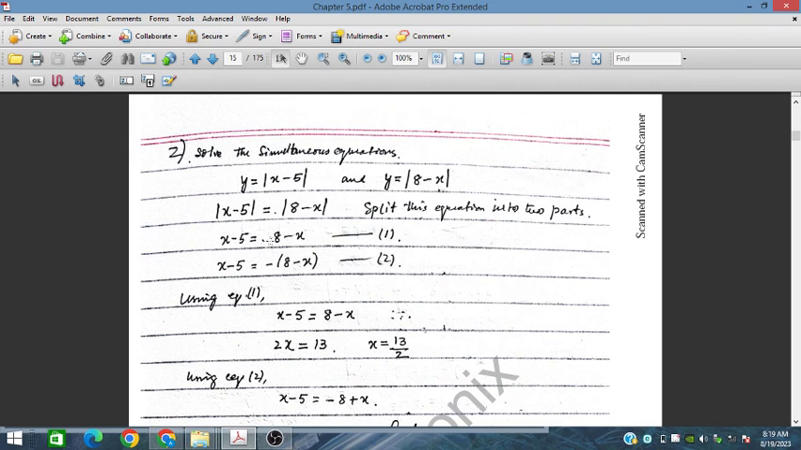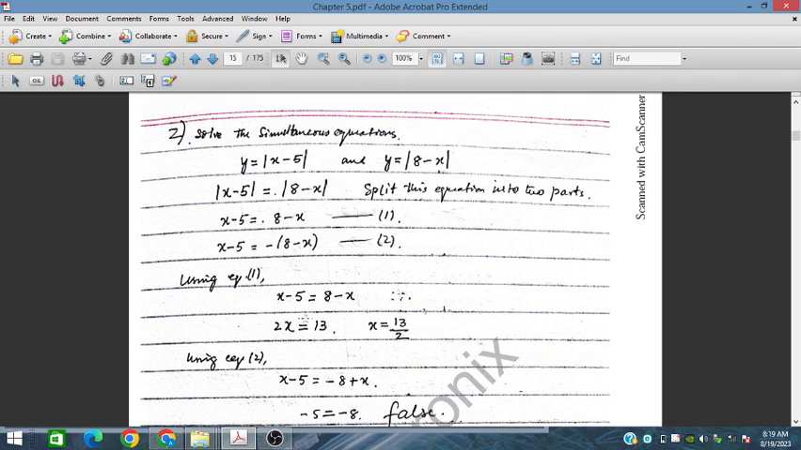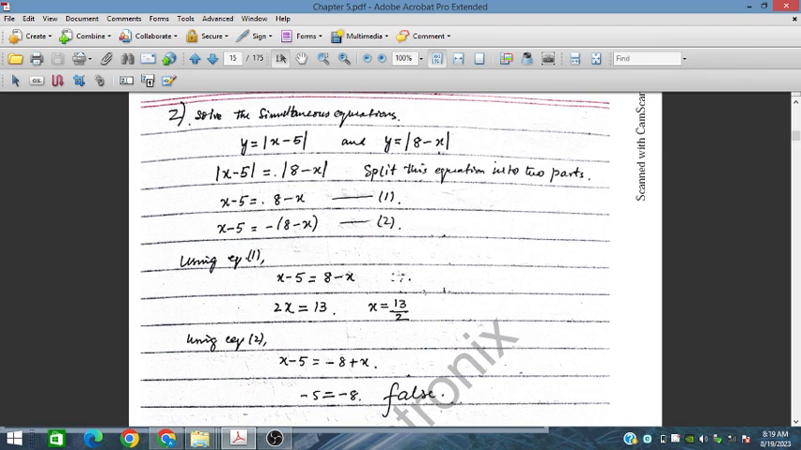So x minus 5 is equal to 8 minus x in a positive one, and x minus 5 is equal to minus (8 minus x) in the negative one. We have actually done the same in part 1, in question number 1. Now we are doing the same in question number 2. So from this we have x minus 5 is equal to 8 minus x, 2x is equal to 13, so x is 13 by 2, from equation 2.